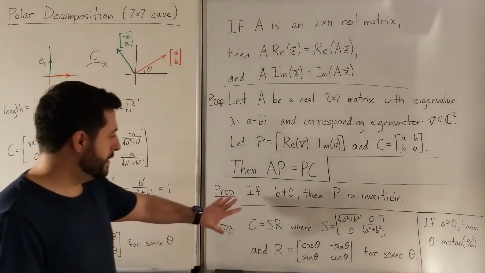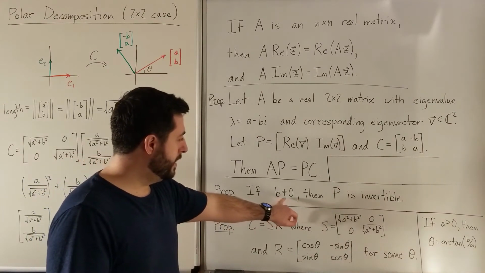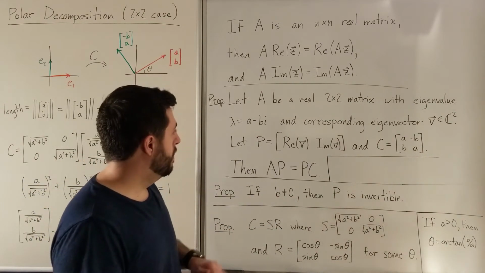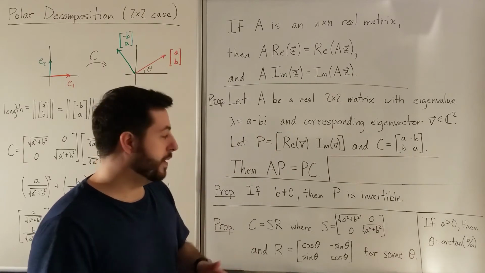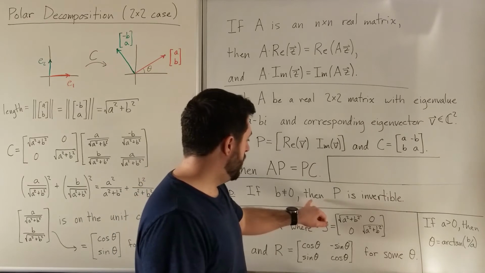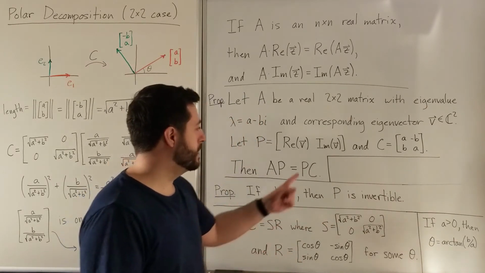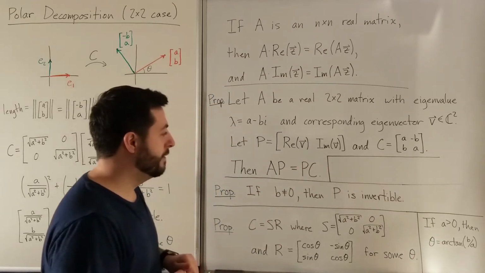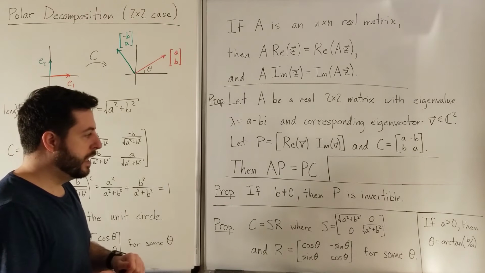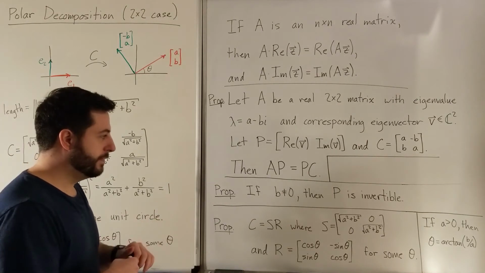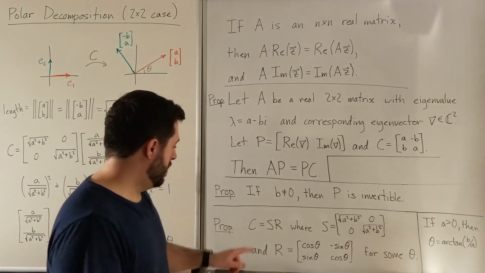We now have these two propositions. So this first one says if b is not 0, so in other words, if lambda is actually complex and not real, then P, this matrix made up of the real and imaginary parts of v, is actually an invertible matrix. I'm going to skip the proof of this just for time's sake, but it's not too bad.